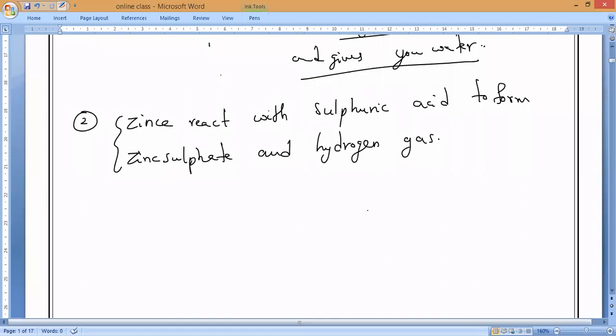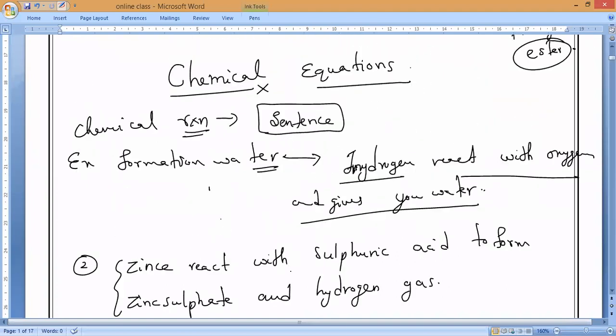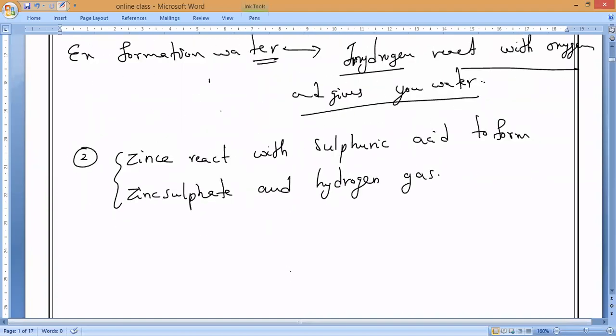Is it possible to change the number of atoms of a particular element? Anyone? Is it possible to change the number of atoms of a particular element? No, sir. No. If you write in the form of a sentence, are you able to find how many elements are there? How many atoms are there? Are you able to find? No, sir. So that is the disadvantage, and it is very difficult to analyze the chemical equation also.